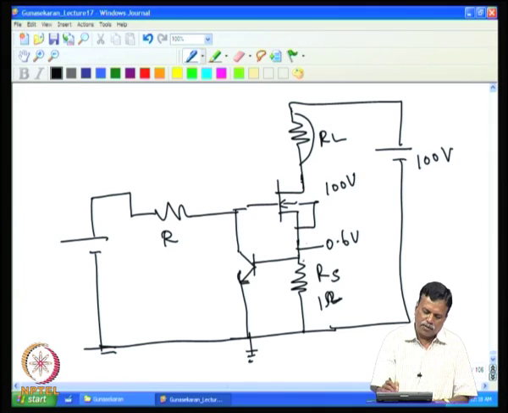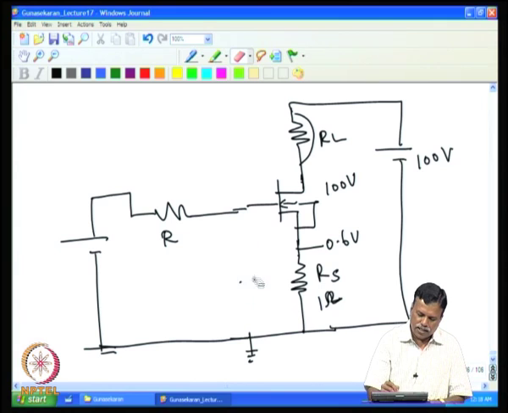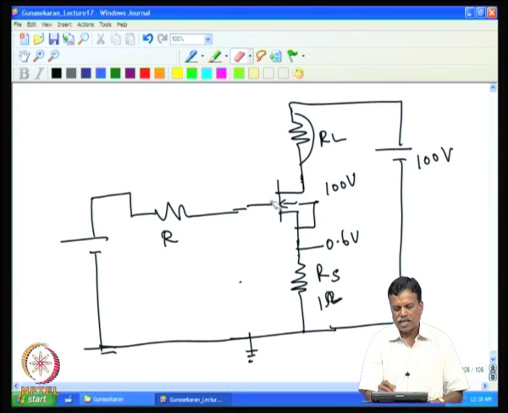For example, when the MOSFET is fully on, and the transistor is not there, and I am switching it on, then the voltage across the device will be only a few millivolts. For example, if it is 1 ampere current and I use a MOSFET of 10 milliohm channel resistance, then you will have only a 10 millivolt drop there. And then you have some voltage drop across this depending upon the resistance.